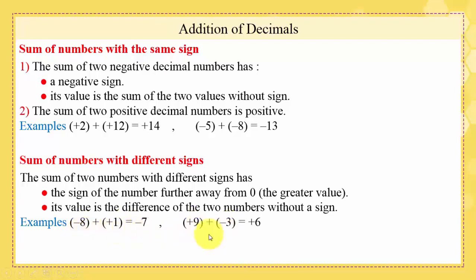Plus 9 minus 3, plus 9 is further than 0. Then we put the sign and we subtract. 9 minus 3 equals 6.